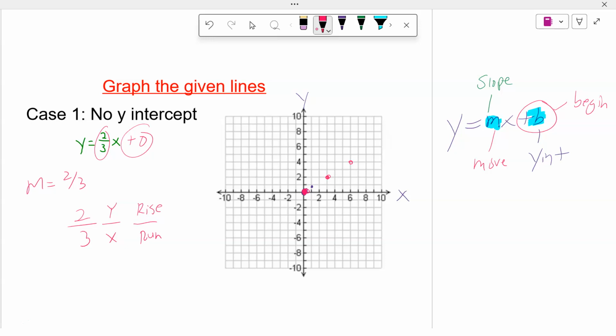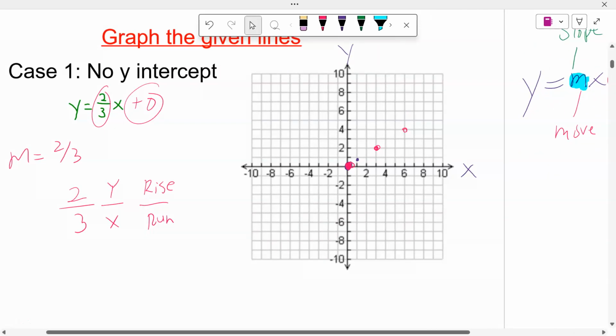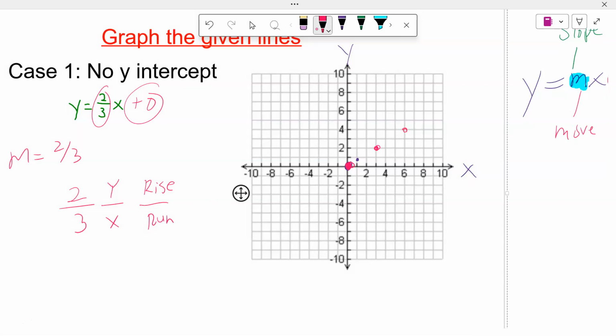Boom. Now, keep in mind, we could technically also go in reverse. We could do the exact opposite. The opposite of going up 2 would be down 1, 2. The opposite of going right 3 would be left 1, 2, 3. And in general, down 2, left 1, 2, 3. The more points you have, the more accurate your line will be. So that's graphing using slope-intercept form.